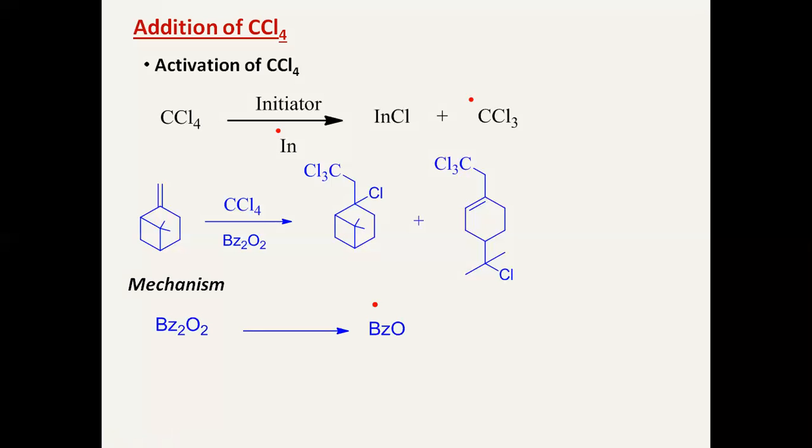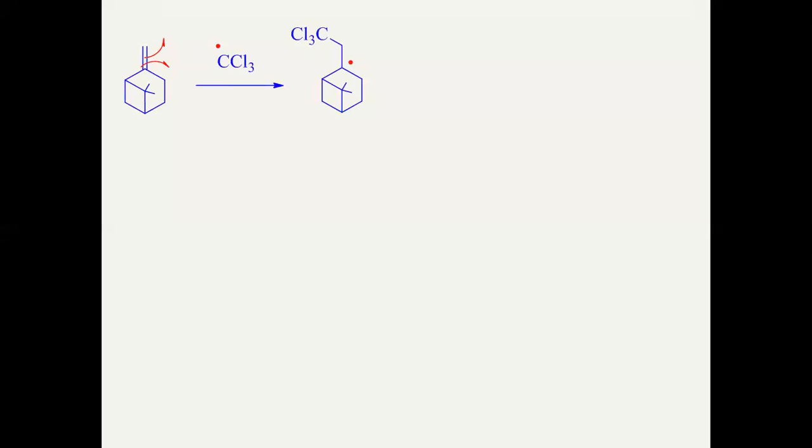In this, we can see that the initiator first of all forms its reactive radical species, which attacks or reacts with CCl4 and converts CCl4 into the reactive free radical, the CCl3 radical. This CCl3 radical then reacts with the olefin or alkene. Here it is given before you. By homolytic addition, there is an addition of the CCl3 radical according to the Markovnikov rule, which leaves the most stable radical.